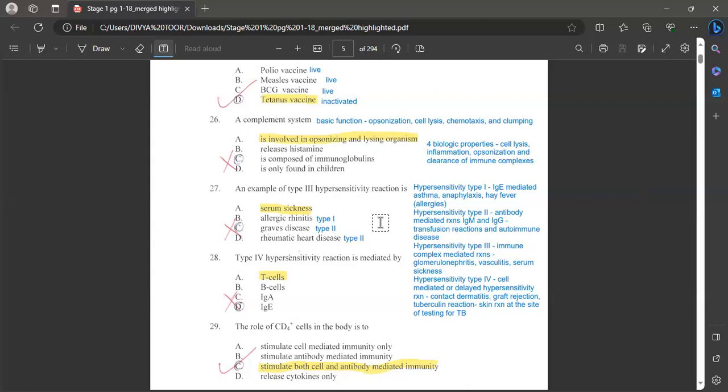So the complement system, you guys agree it's involved in opsonizing and that one. Yes, according to the 4 biological properties, it takes A. Then an example of type 3 hypersensitivity is serum sickness.